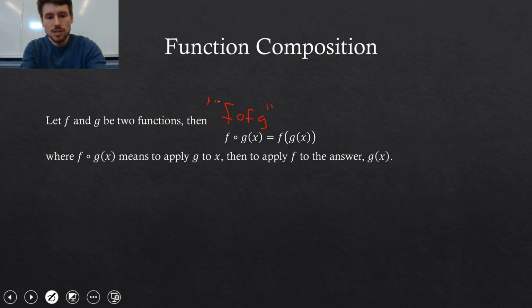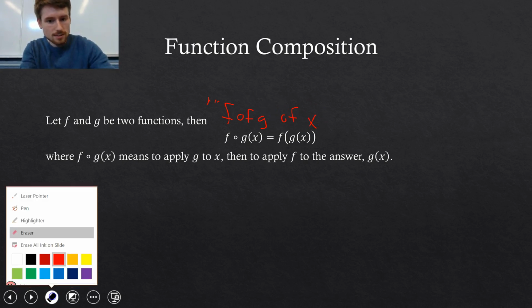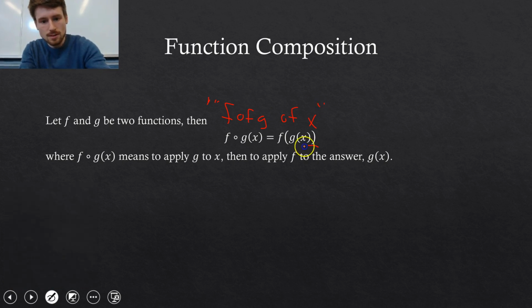So f of g of x is actually the full thing if you were to say it all out. F of g of x. And that's the same as this notation over here. Both of these notations are interchangeable. The second notation, the one on the right, I like because it's really showing you you're taking your answer for g and then plugging that inside of the function f, okay?